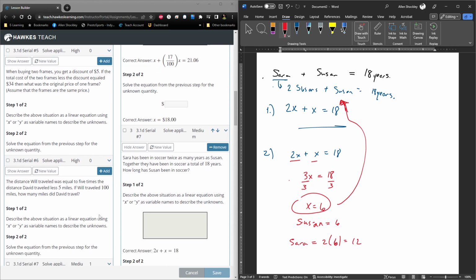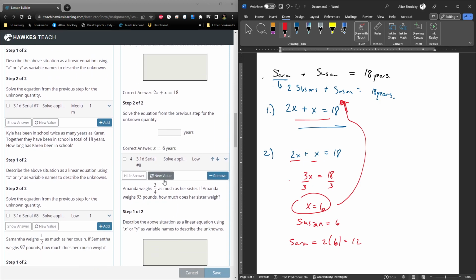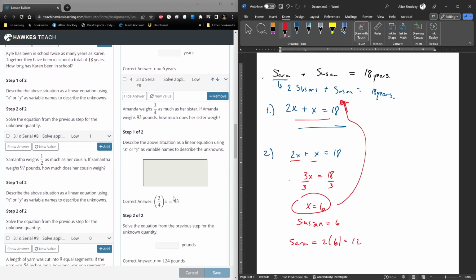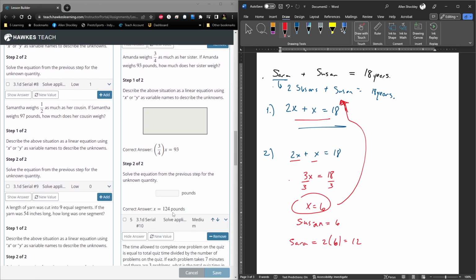So let's double check. So the first one, 2x plus x equals 18, which is what we got. And then we have the other answer, which is to say 6 years, because that's what we wanted. If it was asking for Sarah, who was twice as long, then we would want 12. 3/4 as much, 93. So 3/4 as much. Fancy way to really say of. And so if you notice 3/4 times x equals 93, then you can solve it.